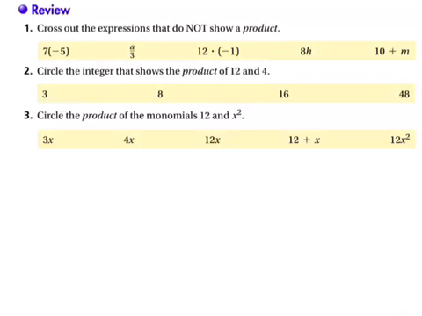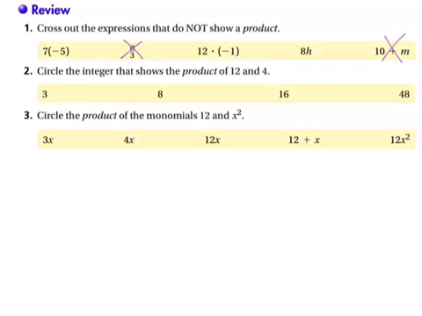While remembering that a product is multiplication, we know that the first one is a product. The second one is a quotient, because it's a division, so it's not a product. Yes, it's a product. Yes, it's a product. And this is a sum. It's addition, not a product.